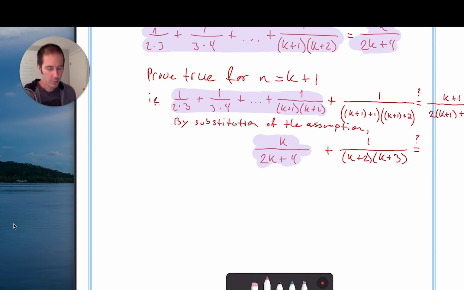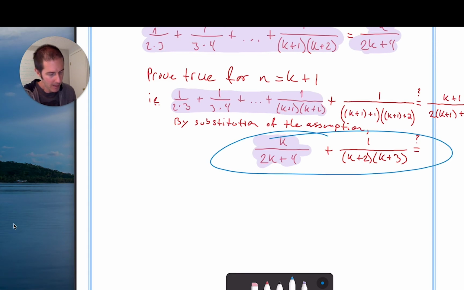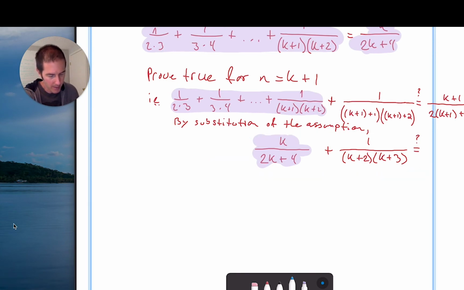I'm going to do something first. If you want to rewrite this entire line, you can. It's not a bad idea. But the only thing that would change if I rewrote this is I would change this denominator and write it as 2 times k plus 2. I would factor it. This denominator over here is factored, so I'm factoring the one on the left. It's going to make it easier for me to find the common denominator. And the common denominator will be 2 times k plus 2 times k plus 3.